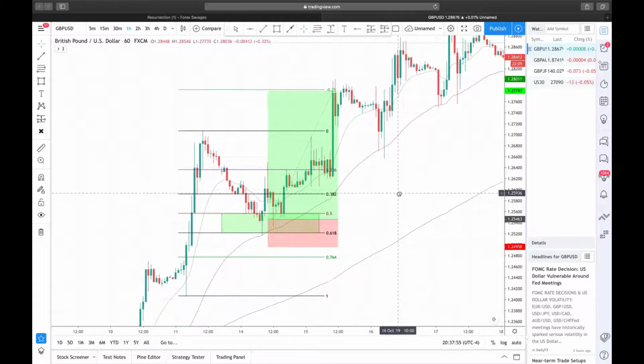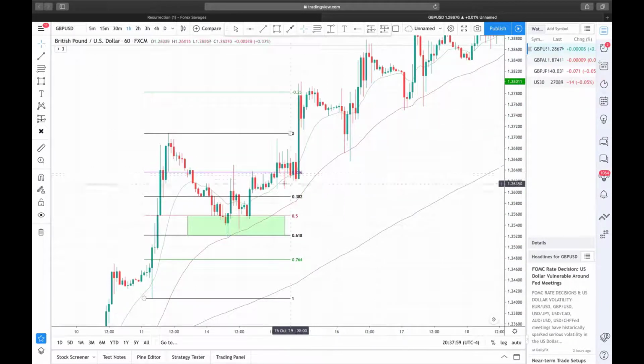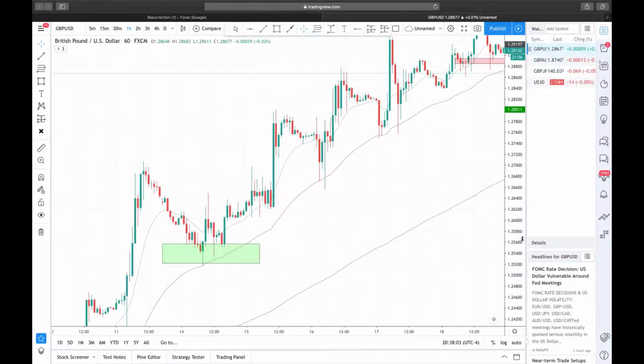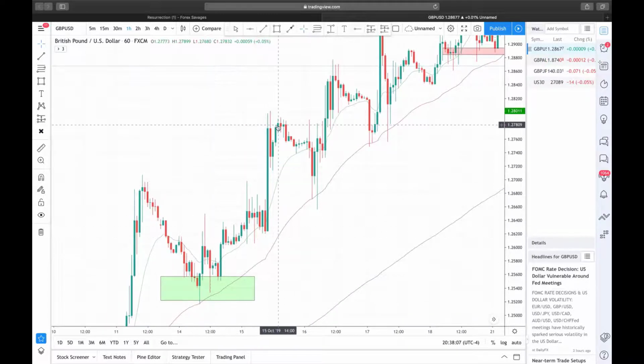So basically, we hit our take profit 3, and we started having another retracement to the downside. Now look at this. We had another market structure break to the upside.